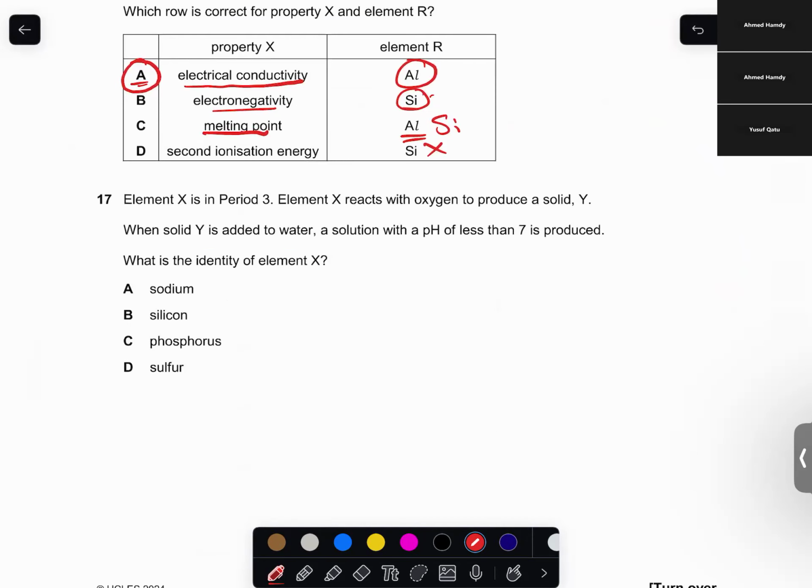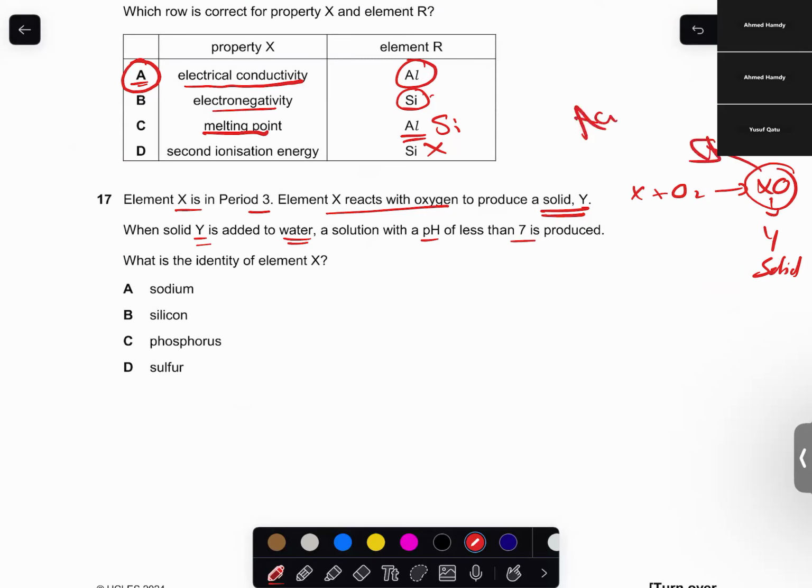Element X in period 3. Element X reacts with oxygen to produce solid Y. So X plus oxygen gives XO, which is Y, and it is solid. When solid Y is added to water, a solution with pH less than 7 is produced. Less than 7, so this oxide is an acidic oxide, and at the same time it's solid. So we are searching for a non-metal that forms an oxide which is solid, and of course it will be acidic.